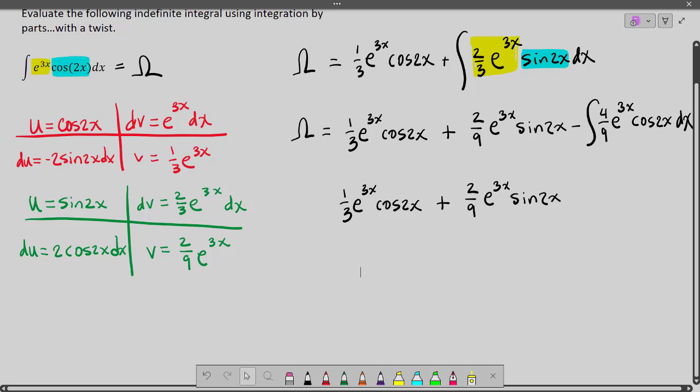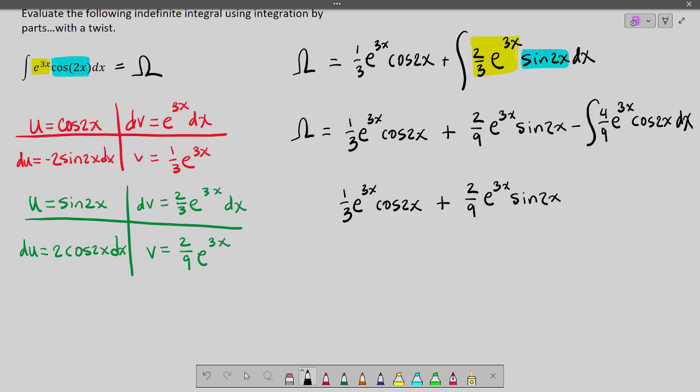And then our final step, back to algebra 1, we're just trying to isolate omega, so we're just going to multiply by 9/13. So we're going to multiply through by 9/13, and that will give us our final result over here. So that will be omega.